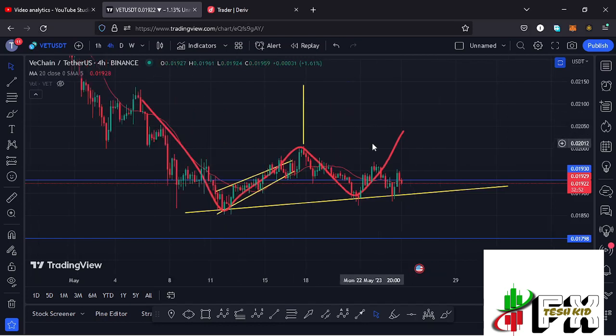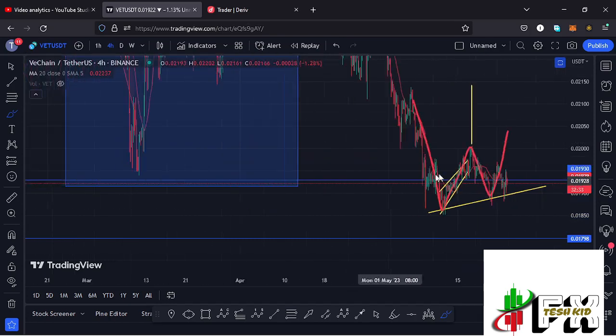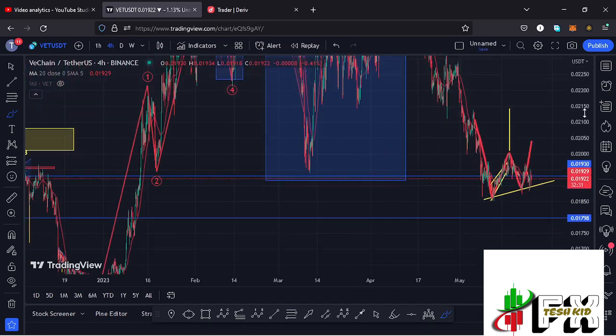And that is the minimum that we can expect Vechain to do in case we see the breakout to the upper side. But in case we continue seeing further breakdown and maybe at some point we lose our ascending trend line over here, then that will be suggesting even further breakdown and an even more bearish scenario here on the Vechain chart.